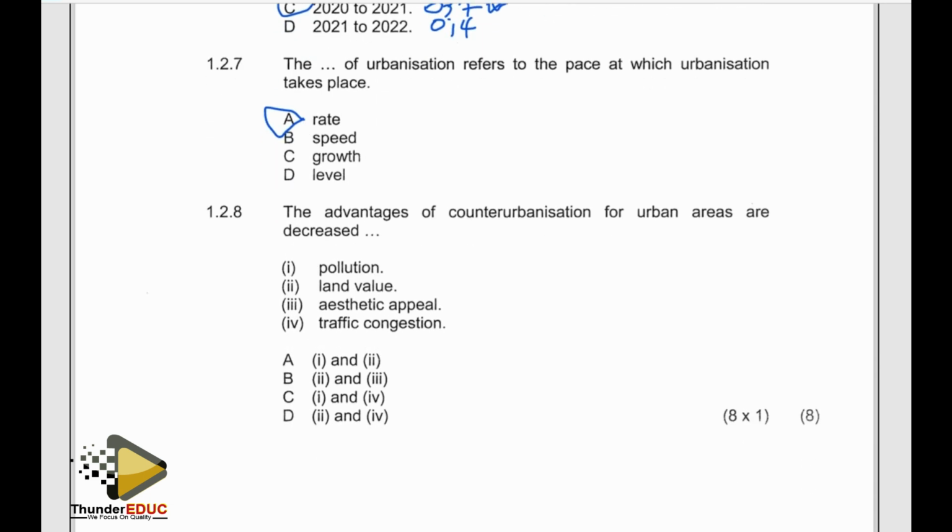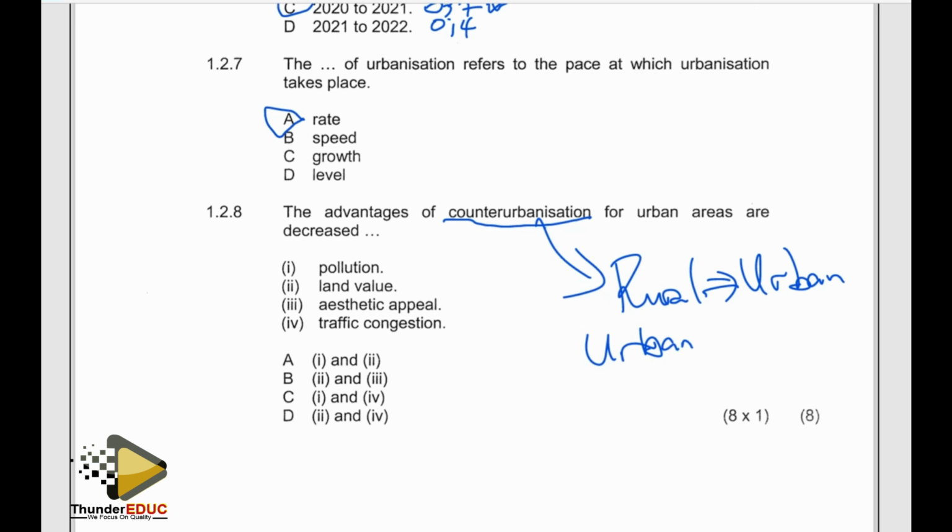The advantages of counter-urbanization for urban areas are decreased what and what. When we're talking of counter-urbanization, we need to clarify this concept. Counter-urbanization is the reversal of rural to urban migration. We have these people moving from rural areas going to urban areas. This is rural-urban migration. Then we now have a reverse, urban to rural. This is what we call counter-urbanization.